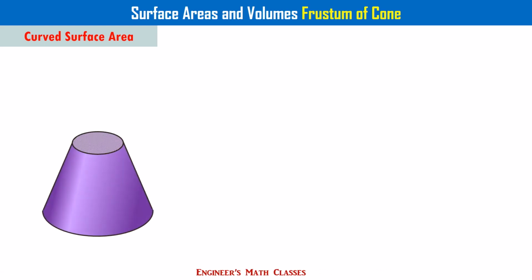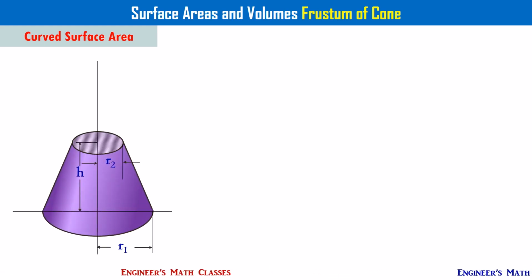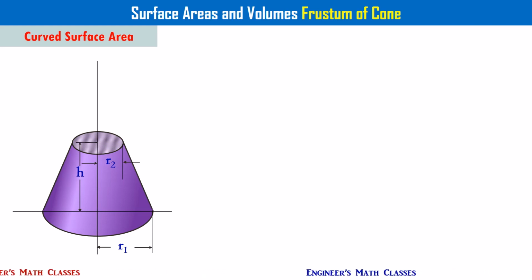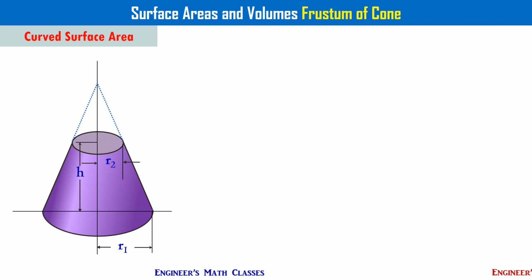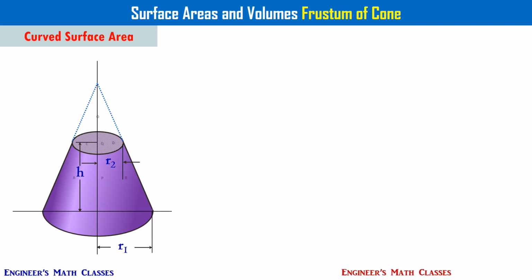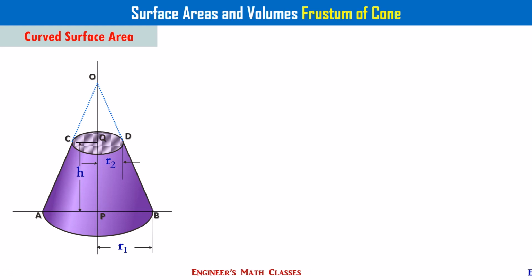So we know that this is the frustum of the cone, and these are the dimensions given. H is height of the frustum, R1 is the radius of bigger circle, R2 is the radius of smaller circle, and when I extend the lateral edges, it forms a bigger cone. And I'm denoting all the intersecting points with some alphabets. O is the apex, and Q is the center of smaller circle, P is the center of bigger circle, CD is the diameter of smaller circle, AB is the diameter of bigger circle.